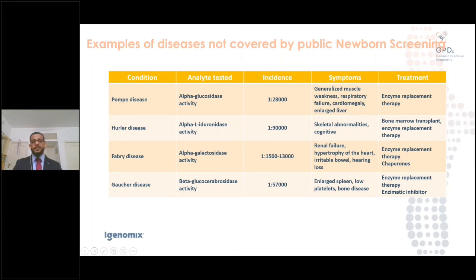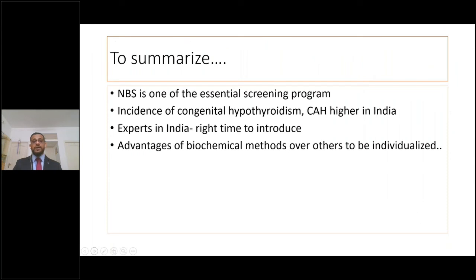Hurler's disease, again, bone marrow transplant and enzyme replacement therapy is available. Fabry's disease, the incidence can be as high as 1 in 1,500. Here also enzyme replacement therapy is available. Gaucher disease, where enzyme replacement therapy is available. So all these conditions may not be identified by the existing newborn screening program, so that we need to resort to better screening tool which can identify these conditions.